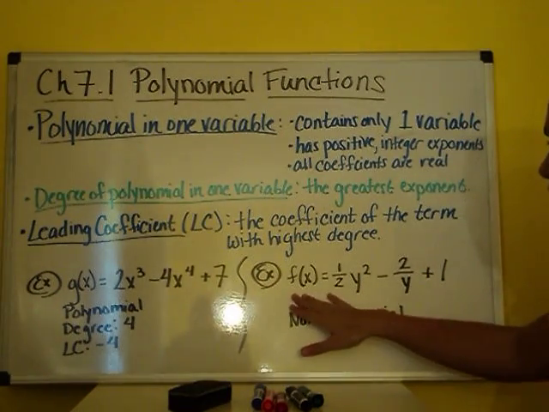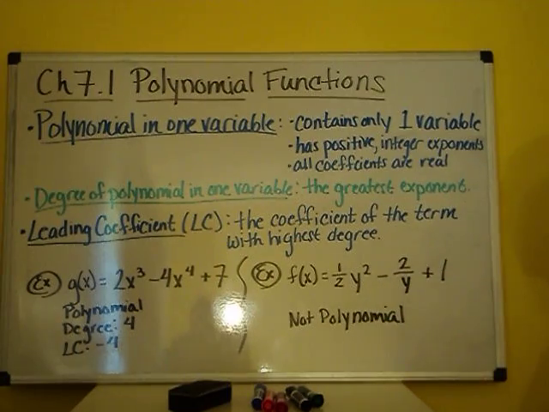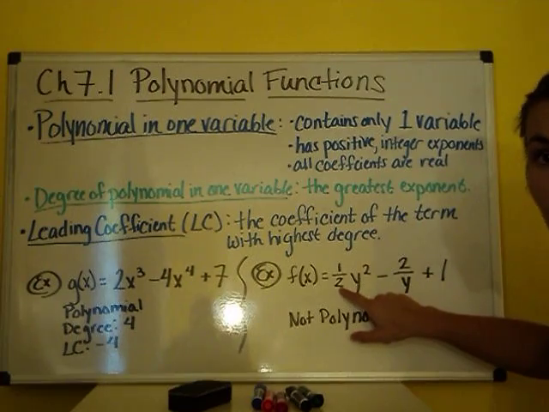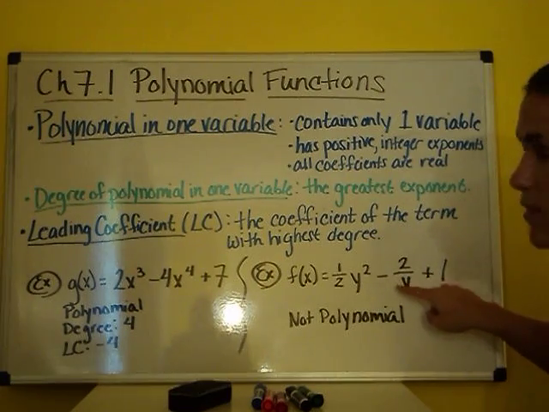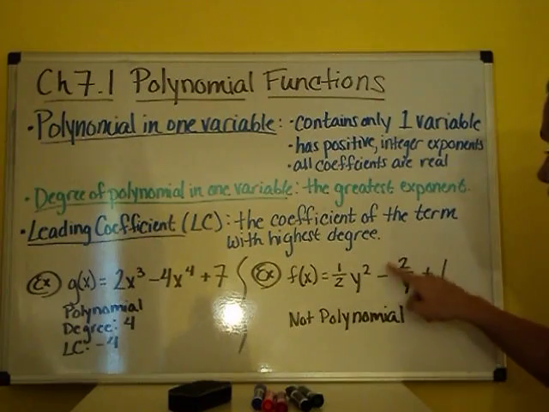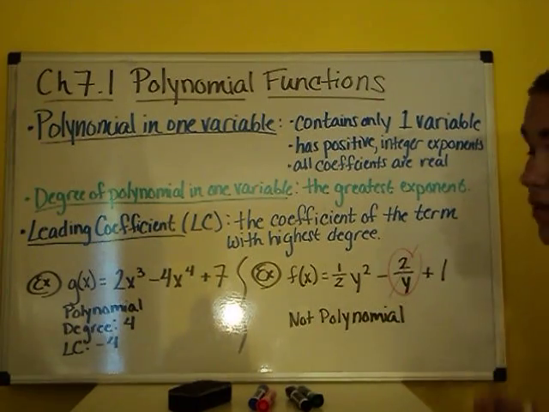Right here we have f of x equals 1/2 y squared minus 2 divided by y plus 1. This 1/2 is actually okay because that's a real coefficient. However, we have an issue here because this would be a y with a negative 1 exponent. We can only have positive integer exponents. So this term right here makes this not allowable to be a polynomial.